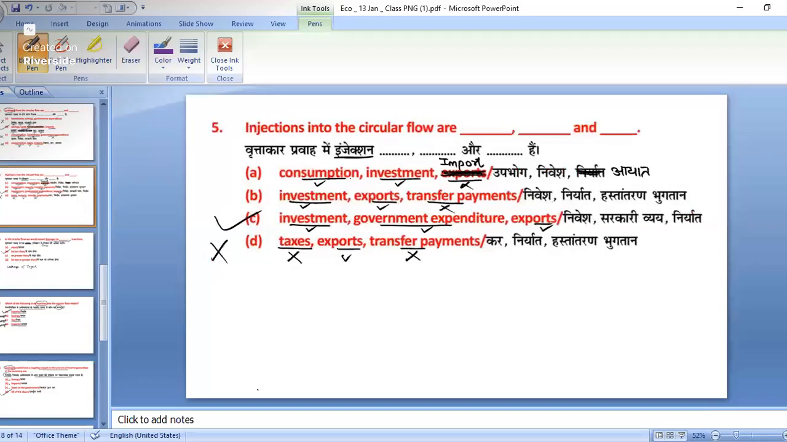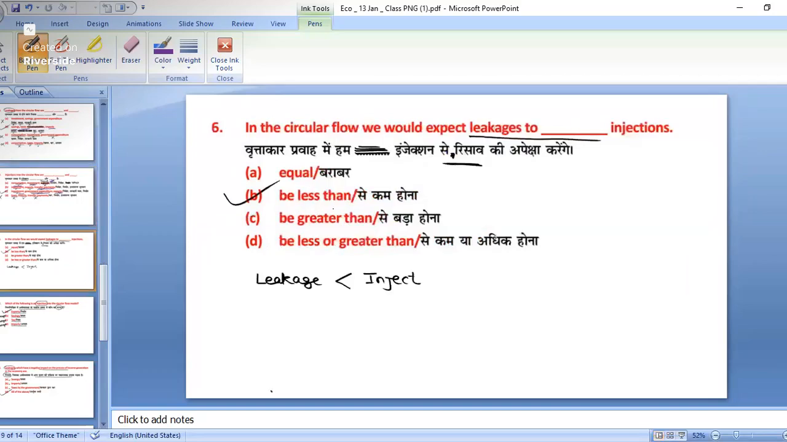In injection, we have consumption and investment. But here one example is given about import. Import is what? Here we'll have leakage. Then transfer payments are also part of leakage. The main examples of injection here are investment, government expenditure, and exports. So these are things about injection and leakage.